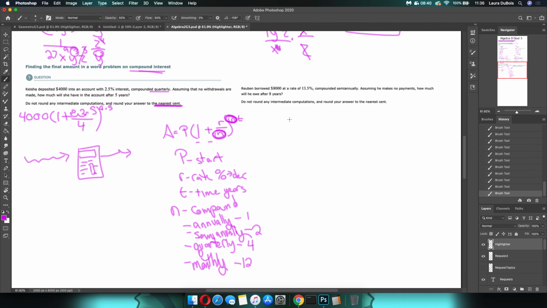Over here, same thing. What's your starting amount? 8,000. 1 plus what's our rate? 13.5%. Move it over 1, 2, so 0.135. This time it's compounded semi-annually, which is 2. 2 goes down here, and it goes up here, and it's 2 times 8 years. Funnel that into the calculator, let it spit out your answer, and remember, because you're rounding to the nearest cent, it's going to have 2 decimal places.